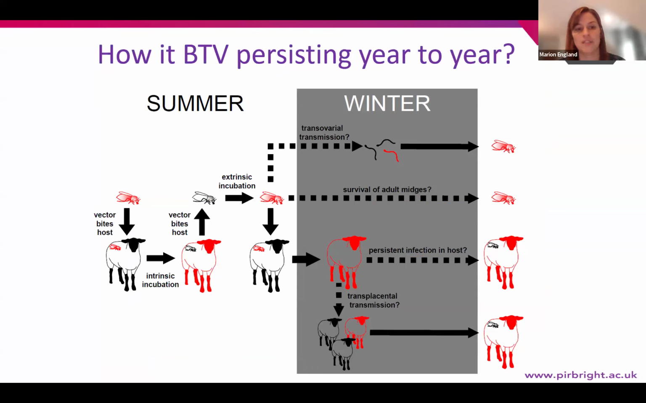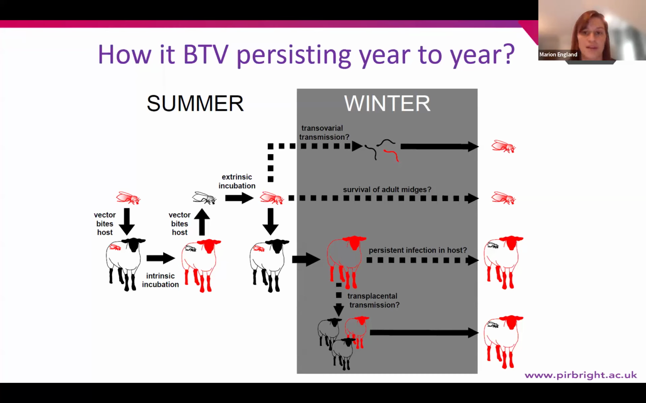Culicoides adults disappear during the winter. They can't survive in very cold temperatures. So the way that Culicoides overwinter is in their larval form in the soil. And then in the spring, when the temperatures warm up, they pupate and emerge as adults. So the adults are only present during the spring, summer, and autumn. So how is bluetongue able to persist year on year in Northern Europe?